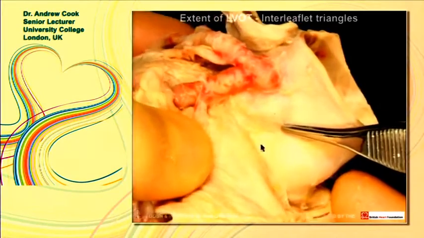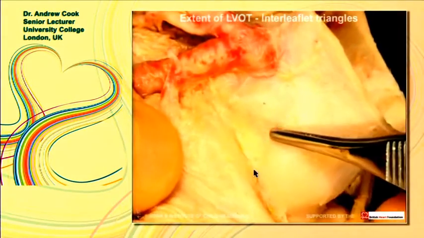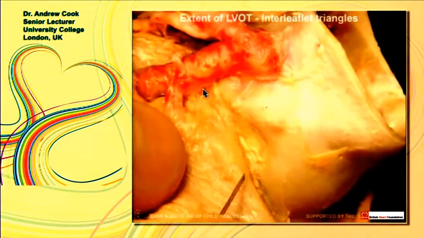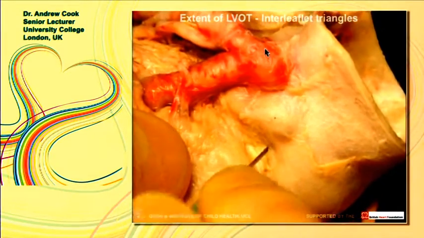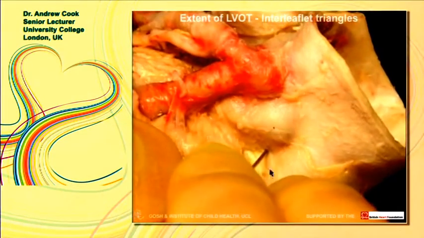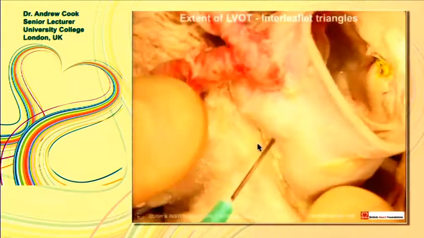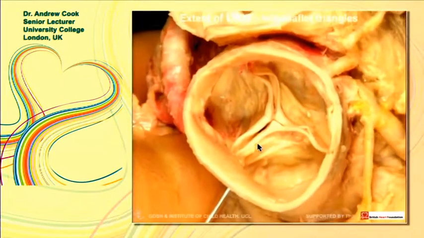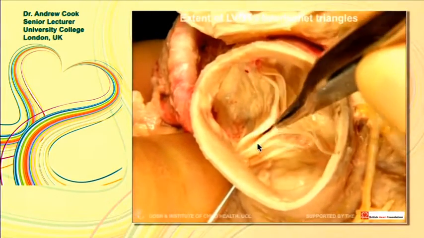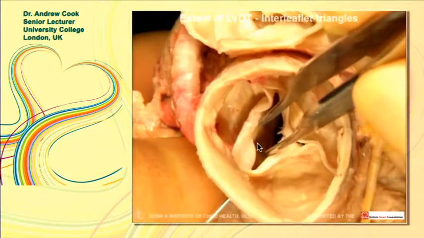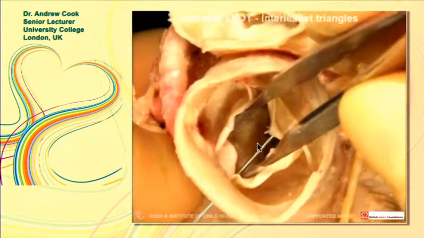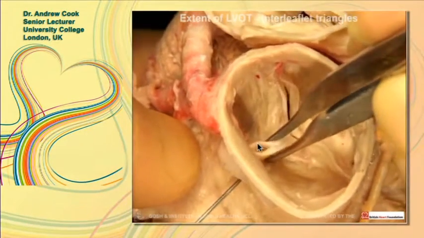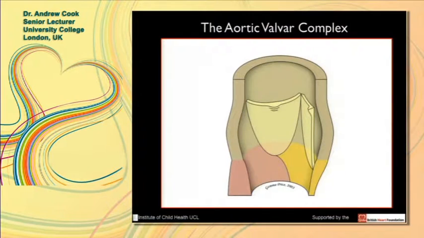What I'm showing you here is the interleaflet triangle towards the left side. So this is the left part of the transverse sinus. Here's the left mainstem coronary artery. And if I put a needle through the apex of that triangle from outside the heart, you see we're still beneath the level of the aortic valve. We're still within the left ventricle. So they form the distal extent of the outflow tract. There's 3 of these triangles, and perforating those, as I say, will lead outside of the heart into pericardial space.